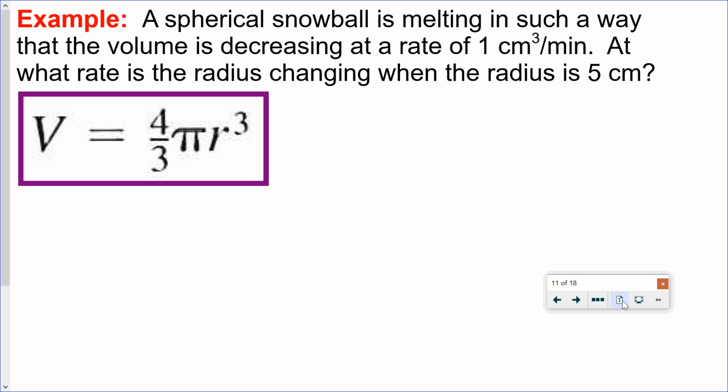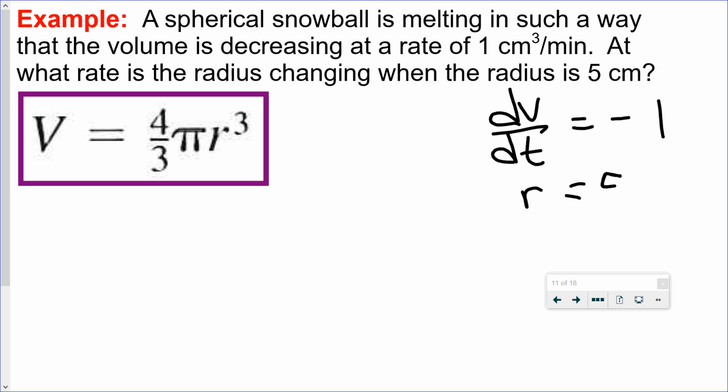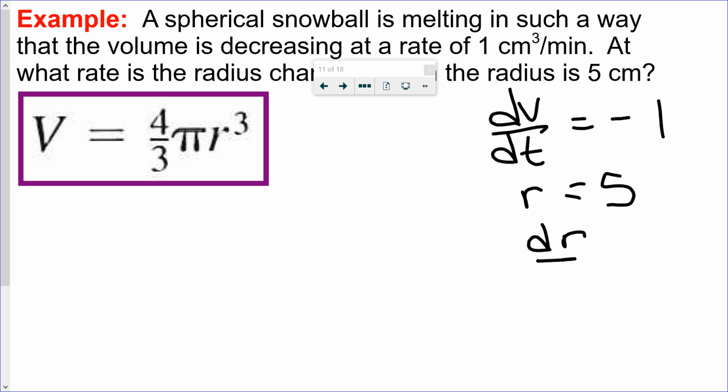What I like to do on the side is read that again and label all my variables. First, we're given the rate of change of volume. I know that dV/dt, it is decreasing, meaning negative 1. I'm given the radius is equal to 5, and I want to know the derivative of the radius with respect to time. Those are the things that I do not know.